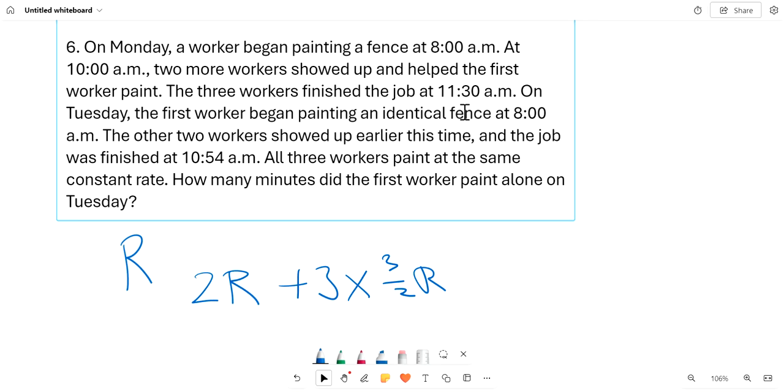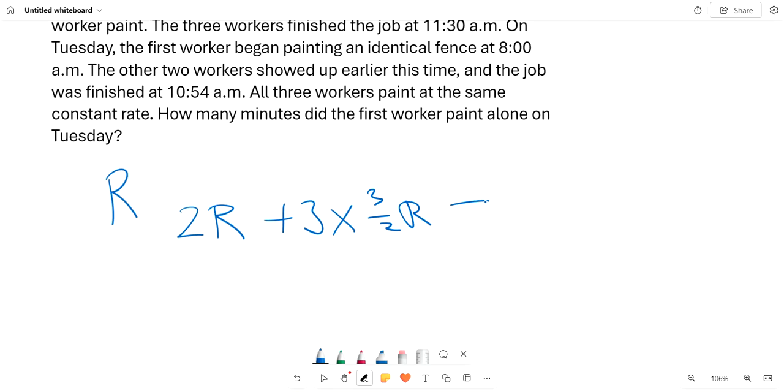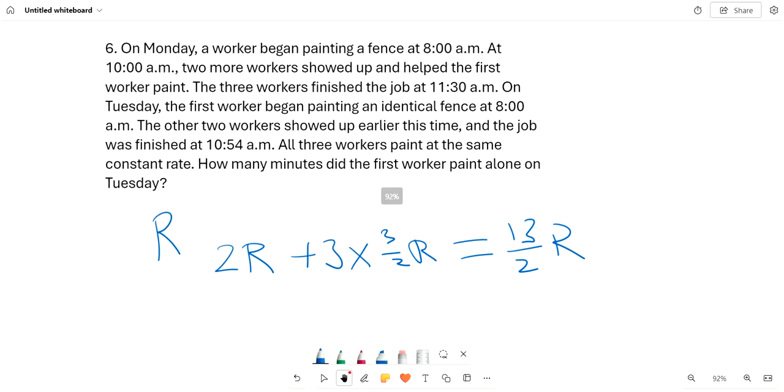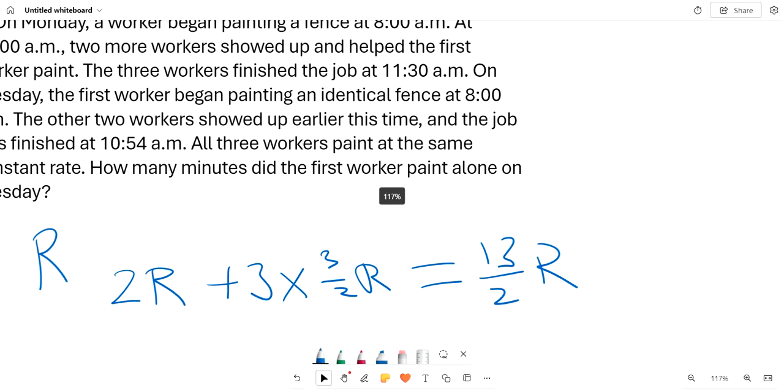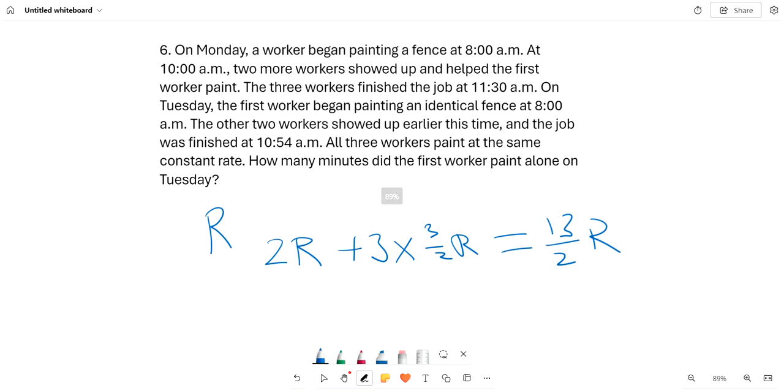because they finished up at 11:30, and it was 1 hour and 30 minutes that the 3 workers took after they showed up. And so this equals 13 over 2 R. And so that means it would take one worker 13 over 2 hours to finish. And so on Tuesday, he began painting the same way at 8 o'clock. And we'll say that this is X hours.